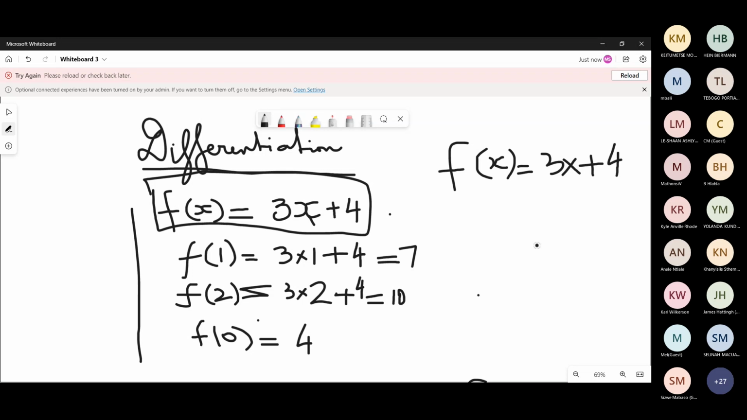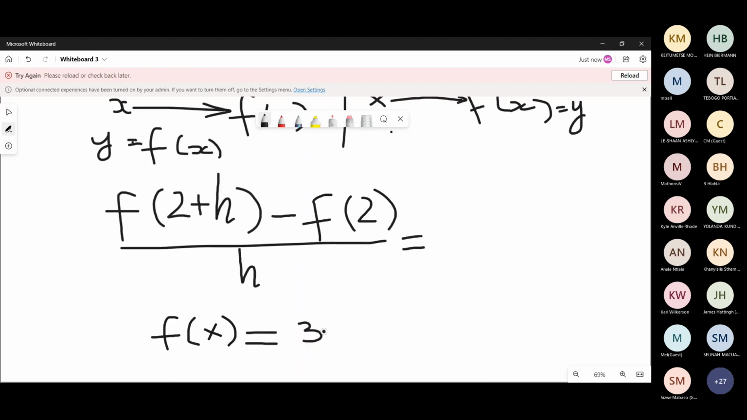Right, now, if I have now to compute 3x plus 4. Great. Now, if then I have to compute f of 2 plus h, what will I do? What can I do? How can I find that value? How can I compute f of 2 plus h? We simply replace x by 2 plus h, right? So this will be 3 multiplied by 2 plus h. Are you with me, please?